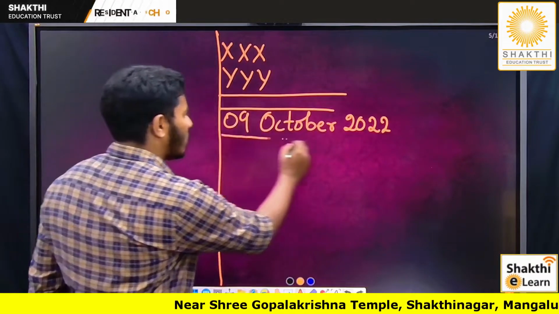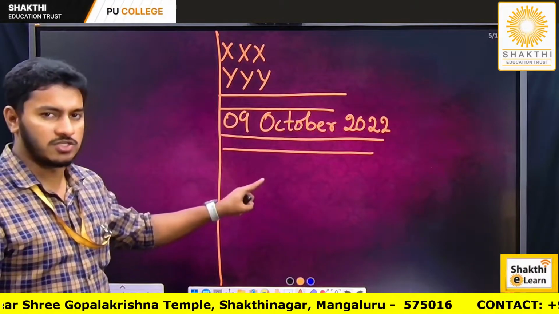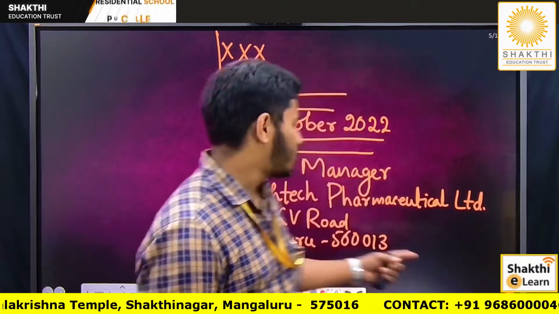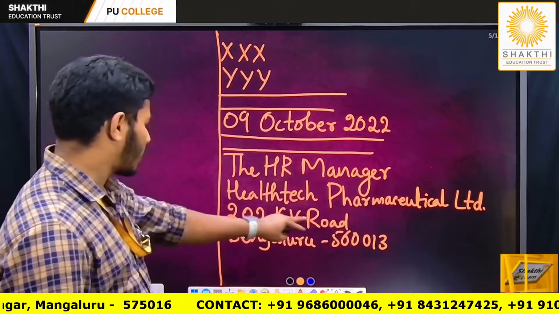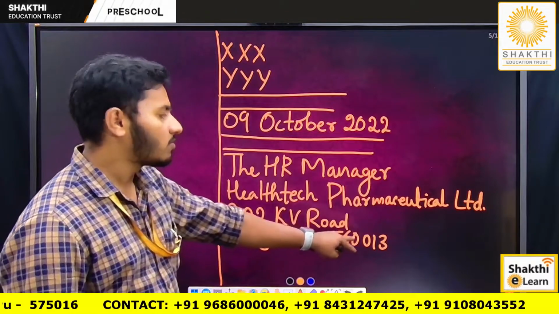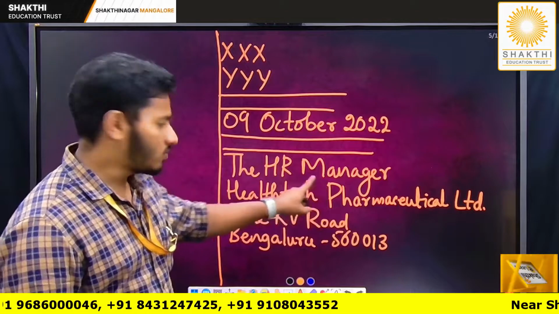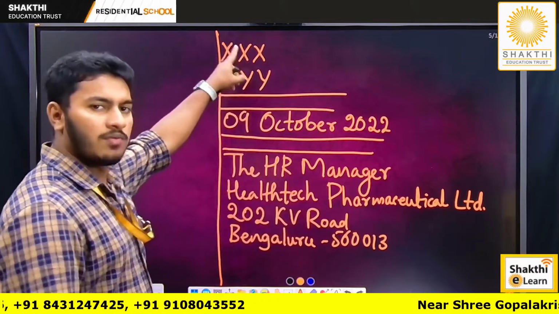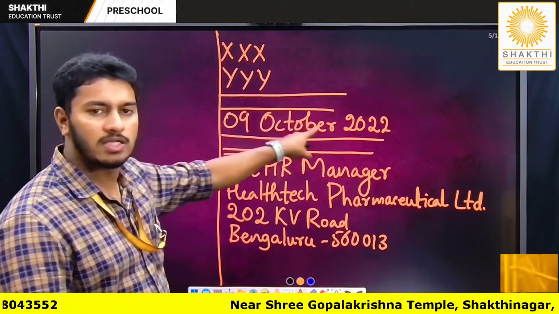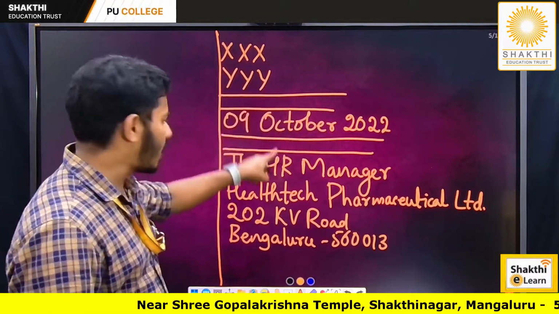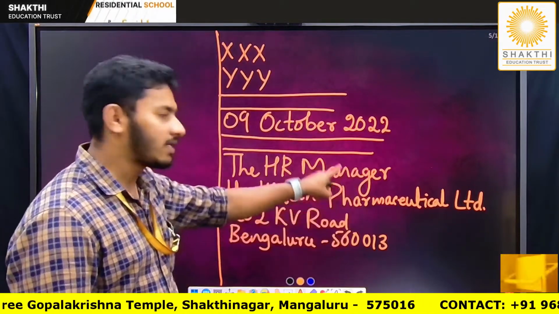Then we have to leave one more line. Now we are going to write the receiver's address. Here you can see the receiver's address being written. The HR Manager, Health Tech Pharmaceutical Limited, 202 KV Road, Bangalore 560013. So this is the receiver's address, or the address of the employer. So that has been written now. So first we have to write the sender's name and address, and then we have to write the date after leaving a line. Then we have to write the receiver's address, or the address of the employer. So that has been written now.